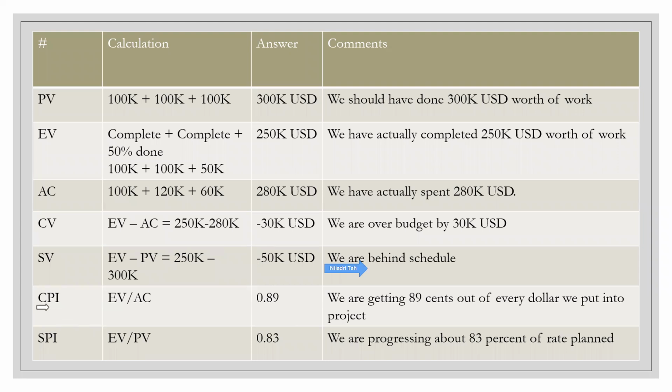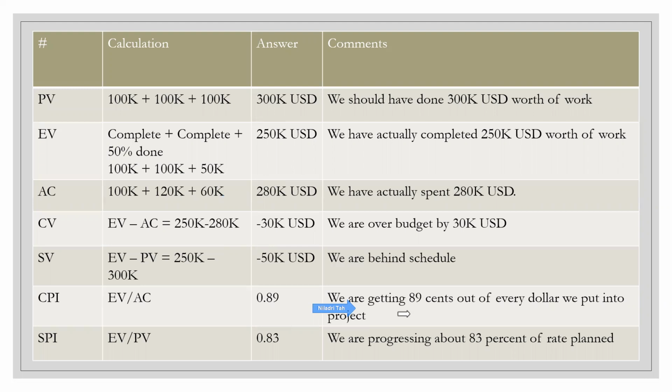So CPI is EV by AC, which is 0.89. EV here is 250, and AC here is 280, so 0.89. This CPI means that we are only getting 89 cents out of every dollar we put into the project. That means we are at a loss, right? We are spending more and getting less. So we are getting 89 cents.